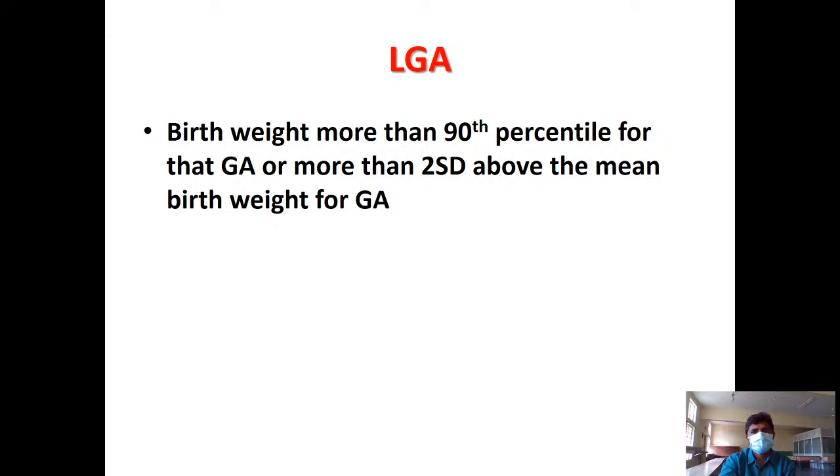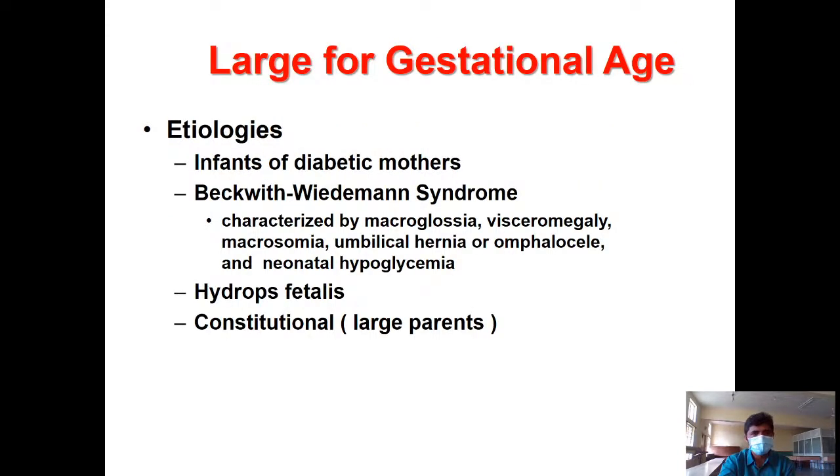Then the other spectrum is large for gestational age. When the birth weight is more than the 90th centile for gestational age, or more than 2 standard deviations above the mean birth weight for gestational age, then you label the child as large for gestational age. So what are the causes of large for gestational age? It can be constitutional. Likewise, as we have discussed, in SGA babies you can have SGA parents, so the baby also remains SGA. Likewise, when you have large, obese parents, you can have an LGA baby, which is constitutional.